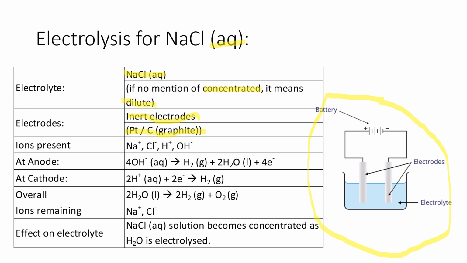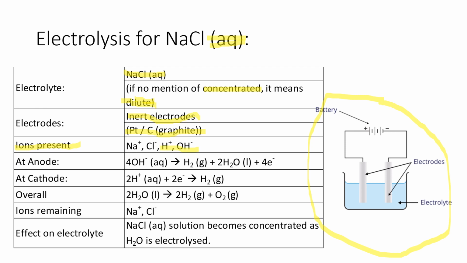Okay, so you put AQ, and I don't need to write dilute because no indication means dilute. Next, write down the ions present. Now, because it's AQ, dissolved in water, there are two extra ions, H plus and OH minus.